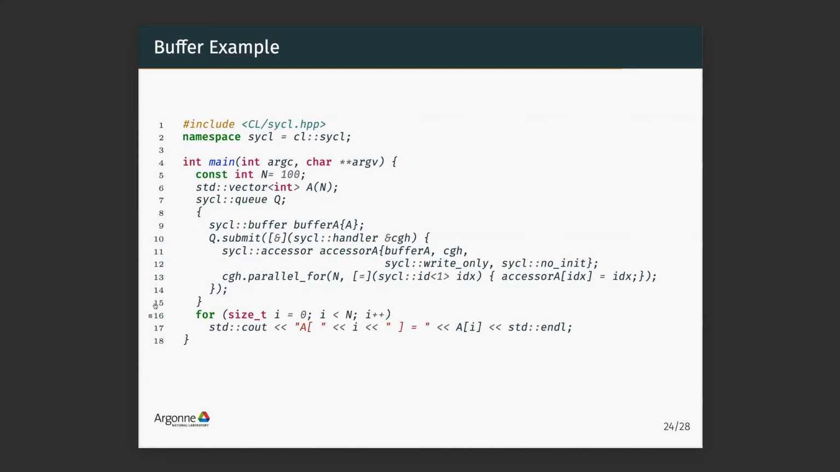So when I go from line 15 to line 16, my buffer goes out of scope. Because it goes out of scope, it will synchronize. So I don't need to put q.wait or parallel_for or q.wait. I don't need to do that because my buffer will cause this synchronization. It will put the data that has been used on the accessor back to the buffer to A, right? And after here, I can use A directly.